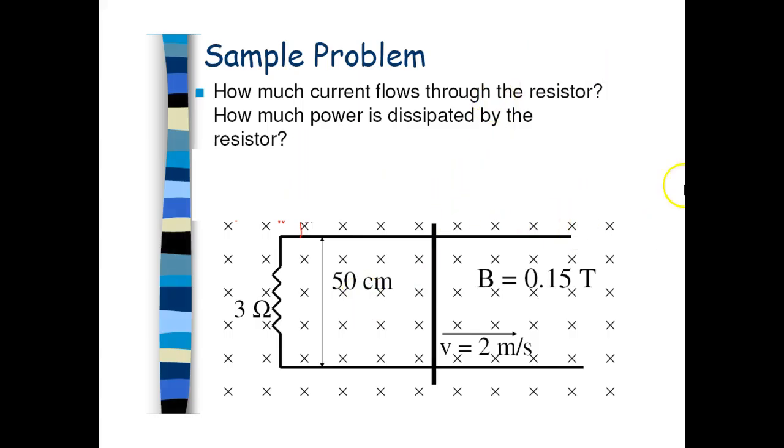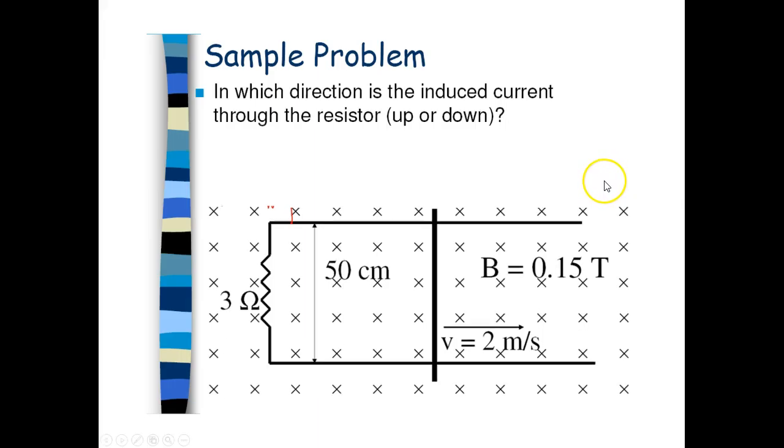The next part of this, they want us to go through and try to figure out in which direction is the induced current through the resistor. Okay, so if we think about this one, we want to know which direction is the current flowing. So I'm going to take my hand, I'm going to put my thumb in the direction of this X, okay, so that would be into the page.